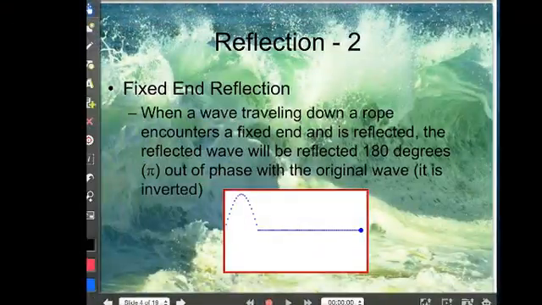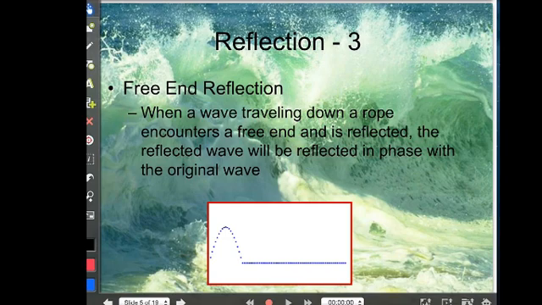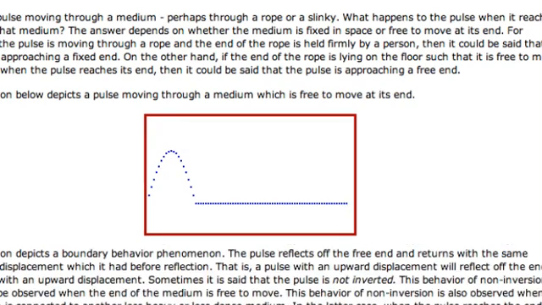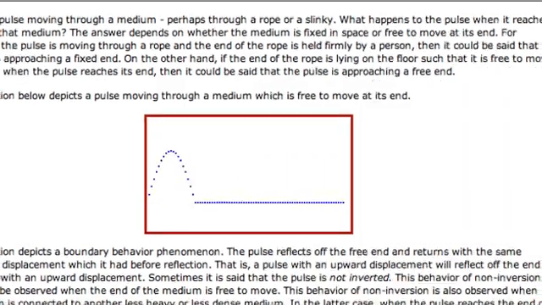Now if we have free end reflection, this is when you have that same wave traveling on a rope, but the far end is not attached to anything. It's not fixed to a post or tied to anything. Here this little animation shows you what happens, and you can see that in a free end reflection, the reflected wave is in phase with the initial wave, or what we call the incident wave. So the pulse goes down as a crest, it gets reflected off of the free end, and it comes back down as a crest. So it's in phase with the wave going down.